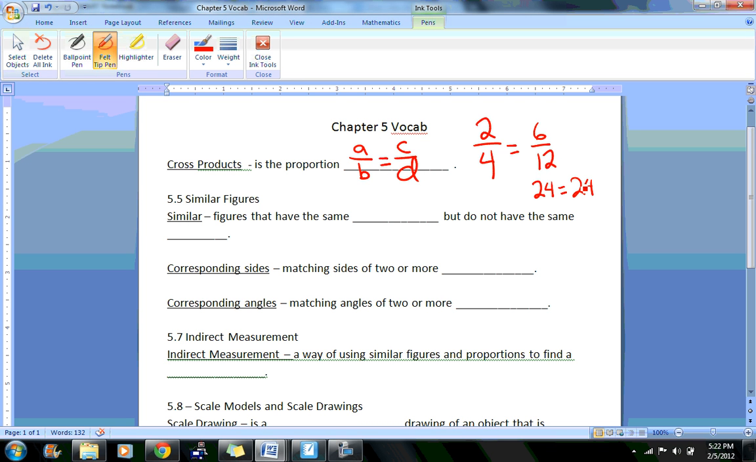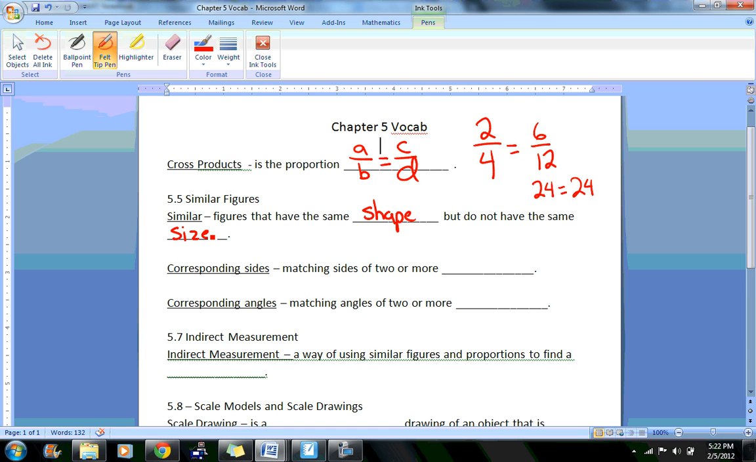Okay, so similar figures, and you can also call them shapes, so similar shapes. Shapes are similar when they have the same shape, but do not have the same size. Alrighty, so that means, like, my computer screen is similar to my smartboard. They have the same shape, they're both rectangles, but they have different sizes, therefore they are similar.